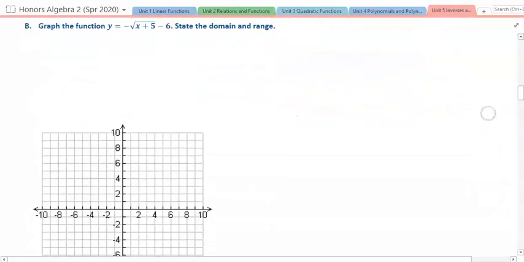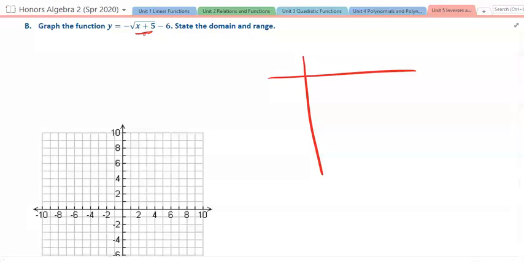And so example B, we have the function y is equal to negative square root of x plus 5 minus 6. And so here's what I'm going to do in example B. I still want to find that first point because that's going to be very critical. But other numbers I'm going to put into this table are going to be values that make this square root nice for me to work with in the end.